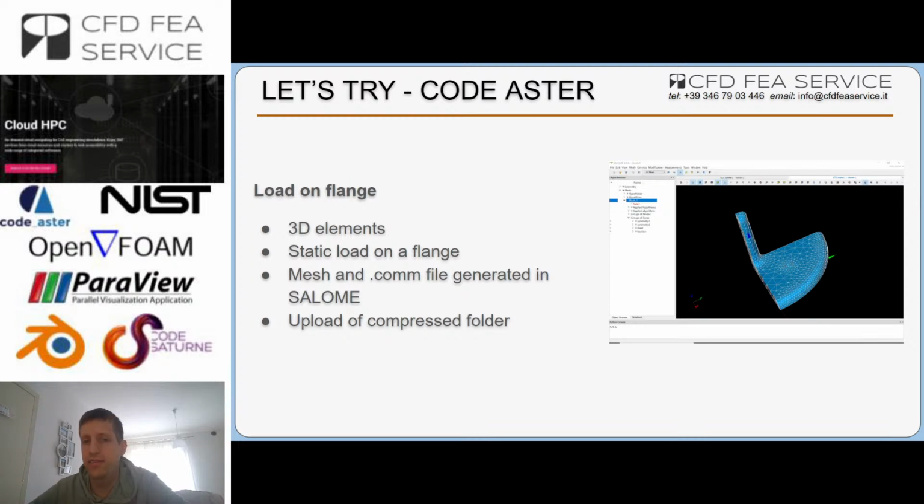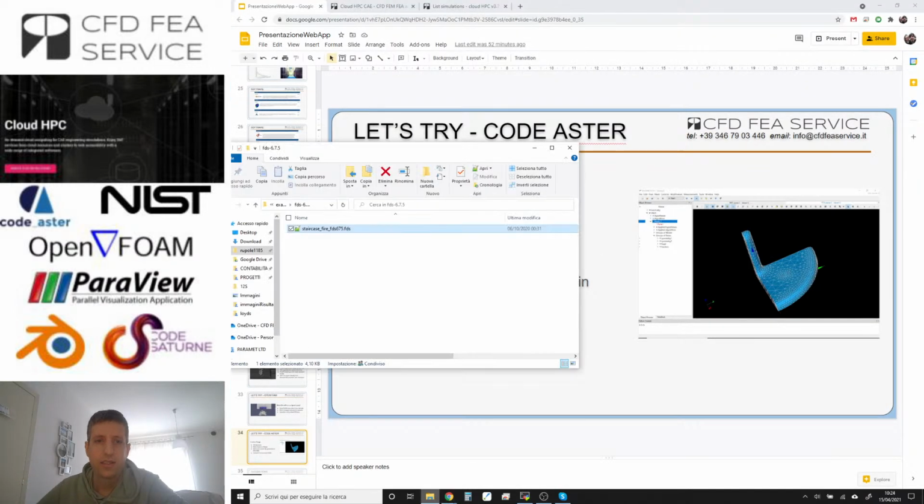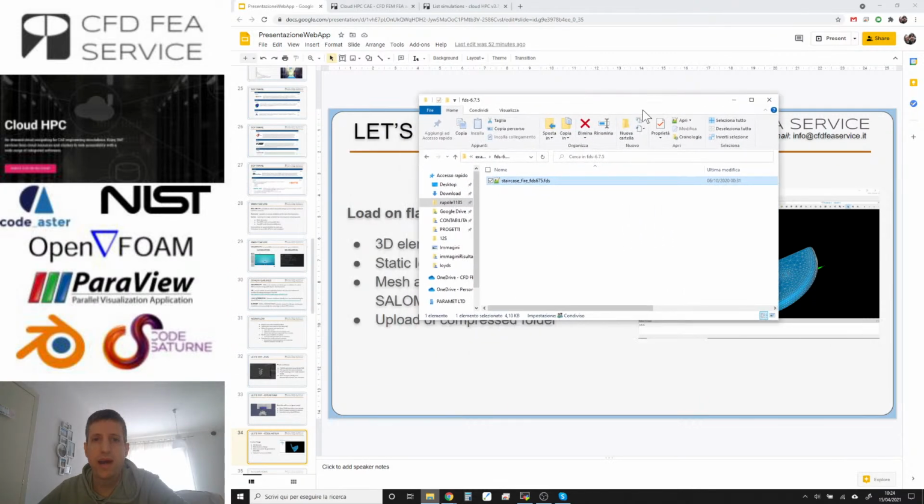Basically, you need to set up everything on your local computer. You can use any version of Salome, for instance, to generate these input files. But once they are completed, we are now going to check how you can upload a compressed folder onto the system and how you can launch Code_Aster as a solver. So how to do that? We go back to the folder where we had the case.